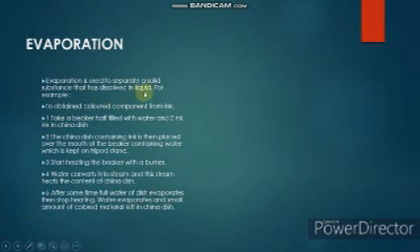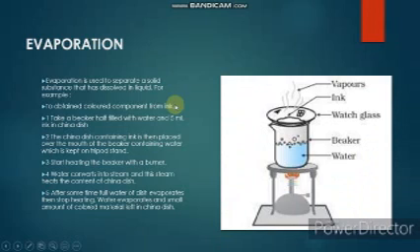Evaporation is used to separate a solid substance that has dissolved in a liquid. For example, how we obtain the colored component from ink. See, take a beaker half filled with water and approximately 5 ml ink in a china dish or in a watch glass. Set the watch glass on the upper side of the beaker.